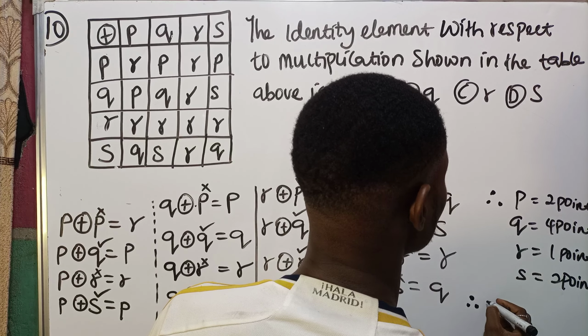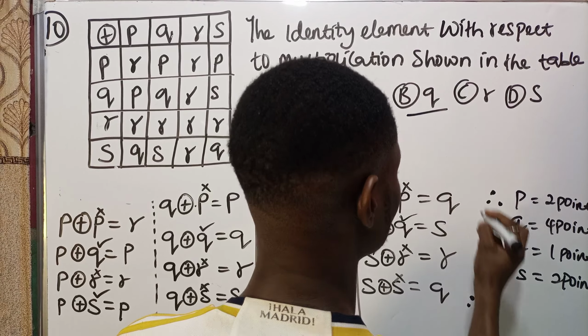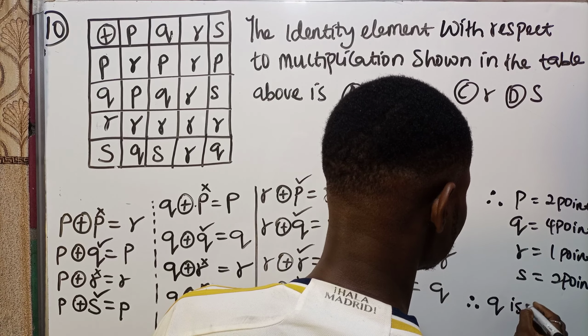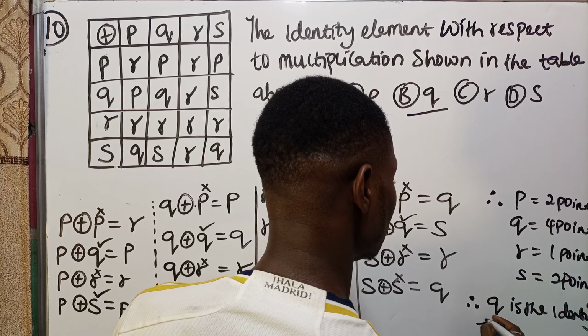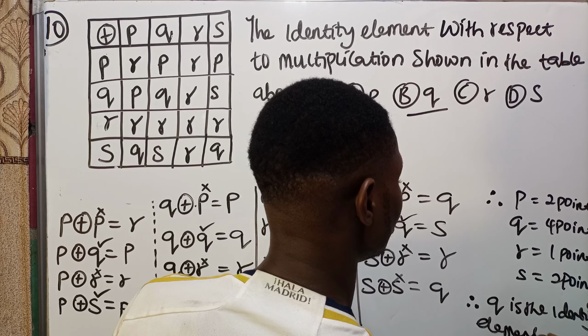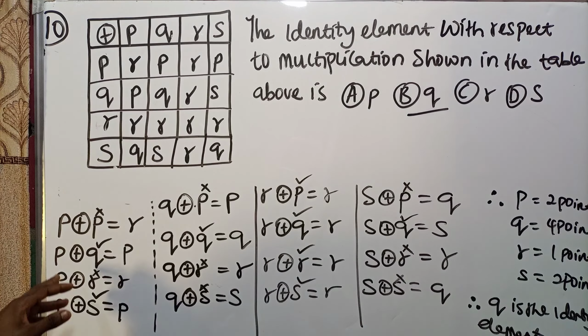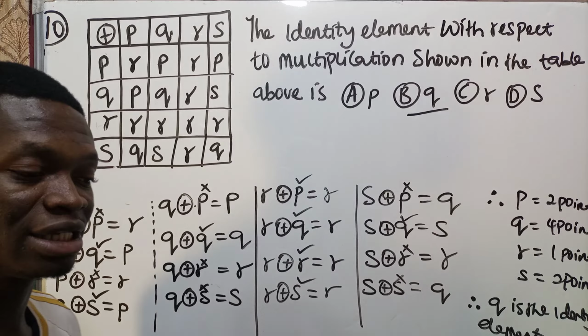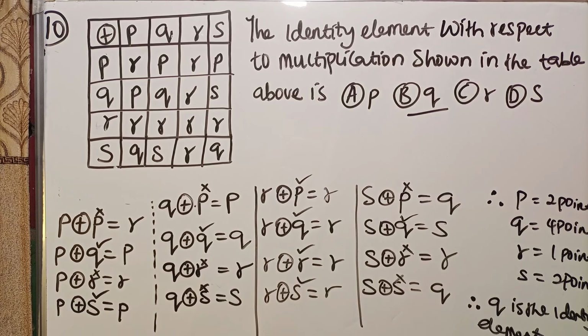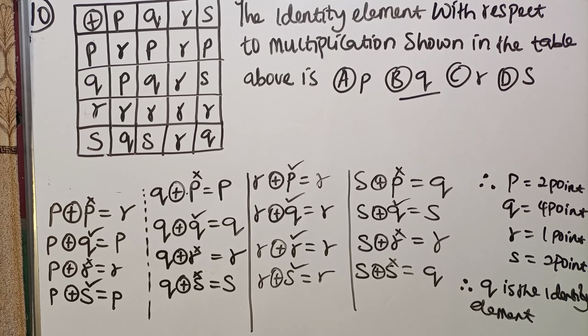Therefore, the identity element is what? Q. Q is the identity element. Because when a variable is operated on Q, it gives you back your variable. So it means that Q is the identity element there.